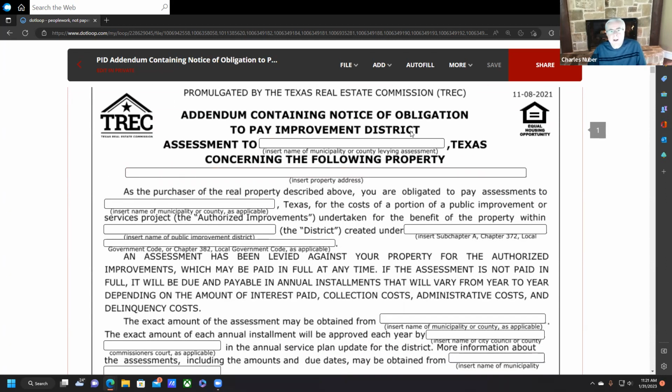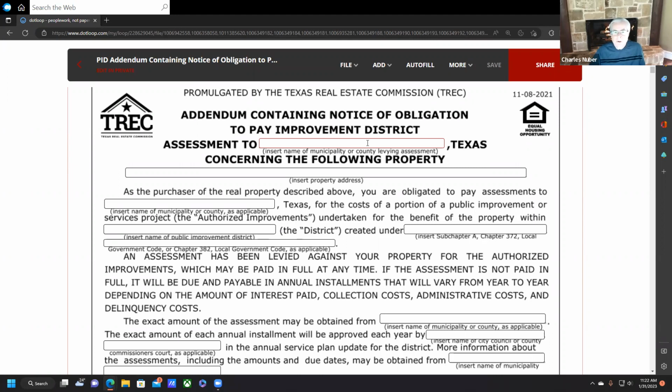Addendum containing notice of obligation to pay improvement district assessment. You have to find the court records and find out who's levying the assessment. There are so many new PIDs out there. There are so many new developments out there. I don't use this form if I don't have to. If it is in a PID or a MUD, I go to the title company and I say, would you please provide me the documents that the buyer and seller are going to sign at closing?